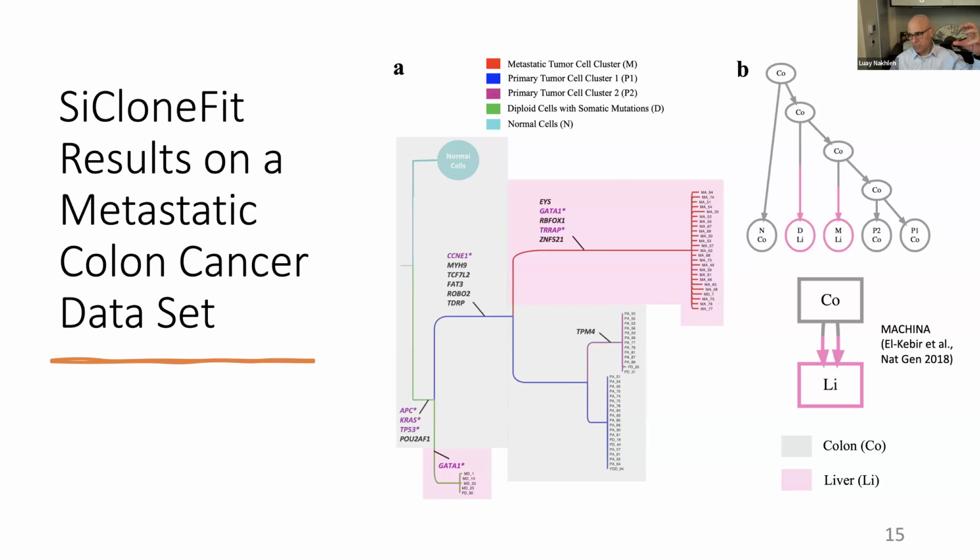So there's a clone of normal cells, right? A cluster of normal cells. There are the other clusters as well. And what I'm showing you in B is taking the output of Cyclone Fit and feeding it to another method called Machina by Mohammed Al-Kabir at Illinois and Ben Raphael at Princeton and others, that tries to predict metastatic pathways for this cancer. But this method requires information that comes from a method like Cyclone Fit, where we have to have the clonality that is inferred by this method.